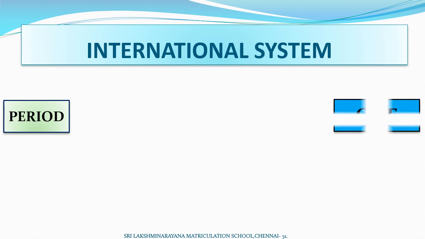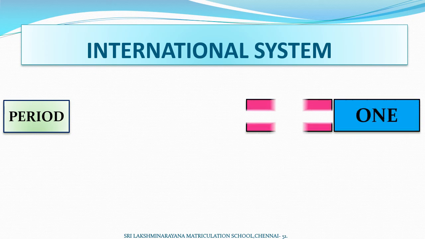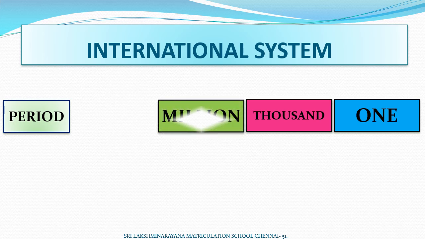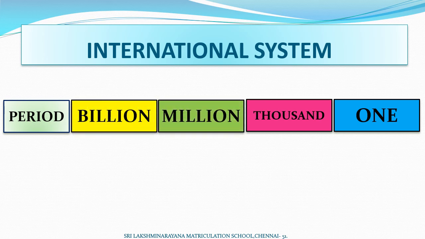Now let us see about international system. The periods under international system are 1,000, million and billion. So here also we have 4 periods.